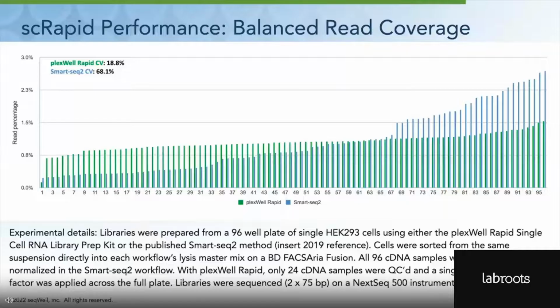Again, in a conventional setting, the researcher would have this problem of having some cells generate more data than other cells, and they would have dropouts, for example. With PlexWell, this problem is significantly improved because you get, again, greater performance across a greater number of samples and essentially more sequencing data from more cells in the same assay.